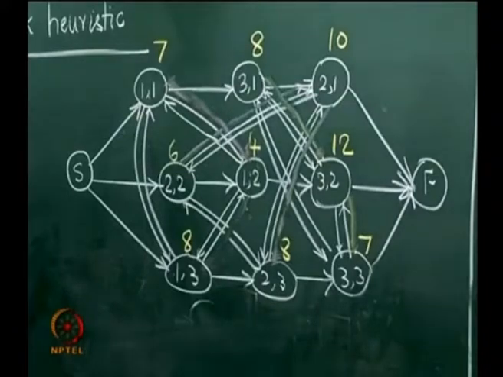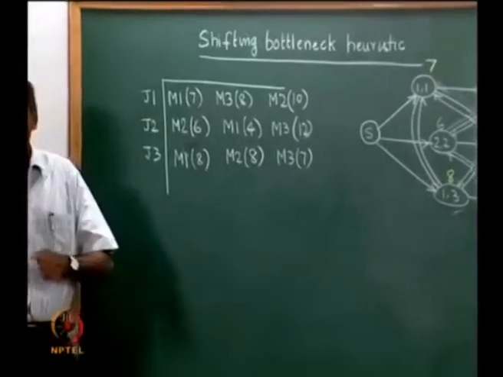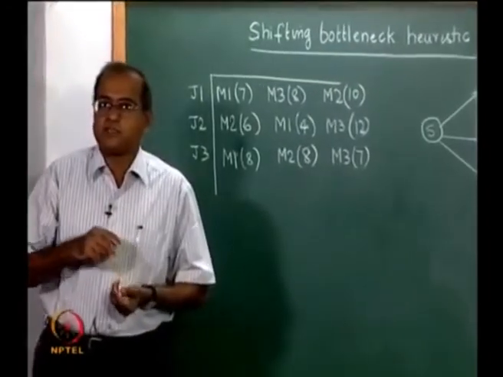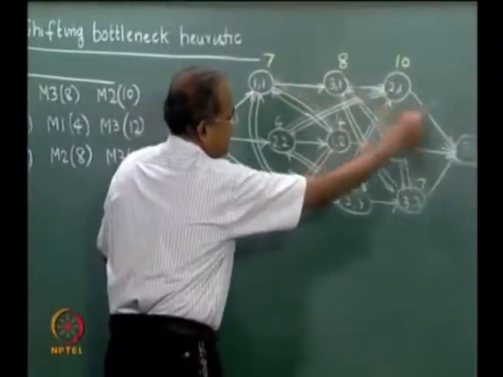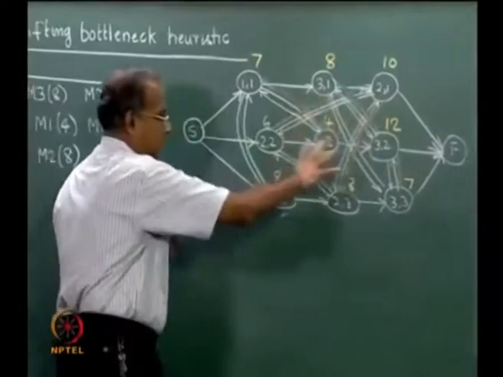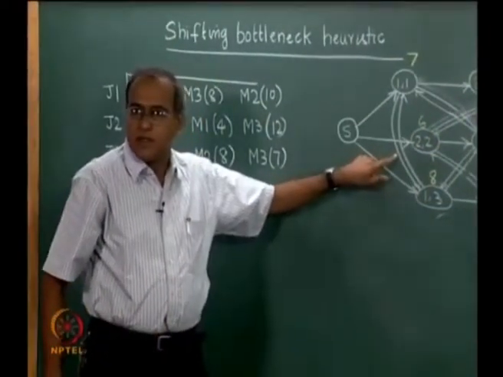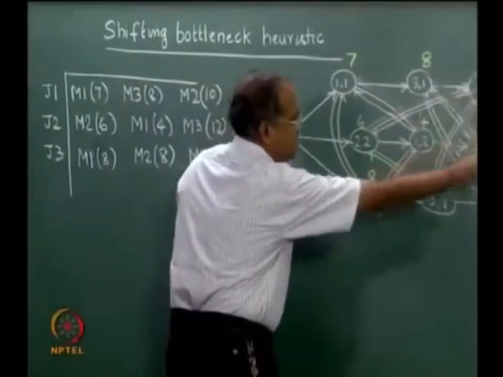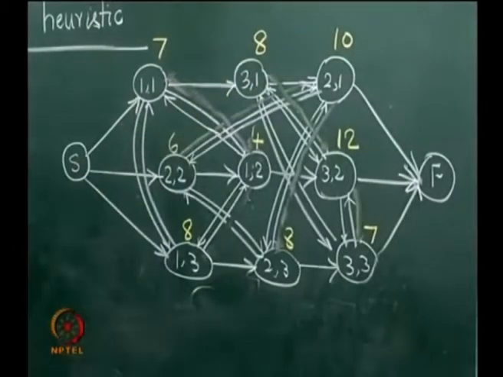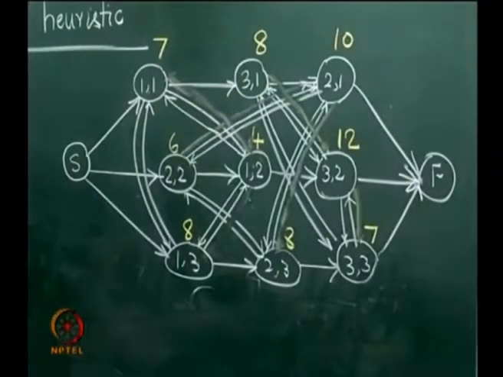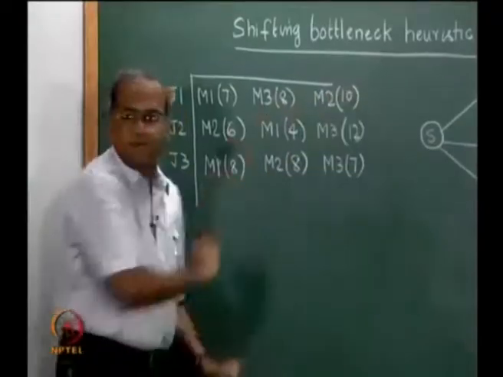Now, let us look at this problem per se, and let us look at the load for each of these jobs. If I start looking at this path to completion, temporarily ignoring these kind of arcs, and look at only these paths, this path is 7 plus 8, 15 plus 10, 25, which represents the total processing time for job 1, which is a simple addition of these 3.